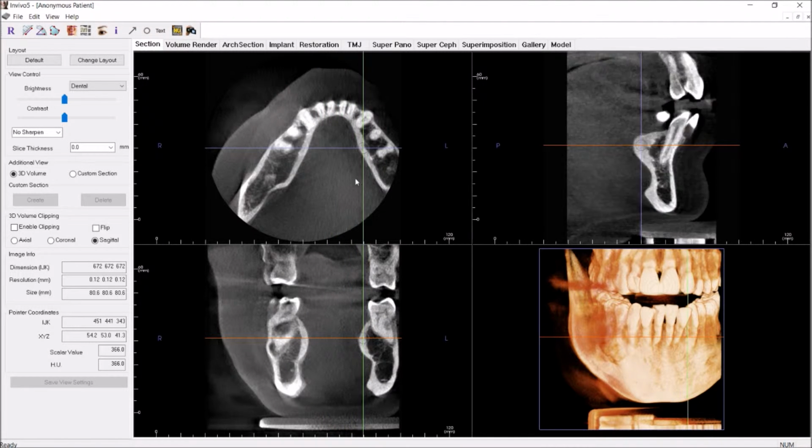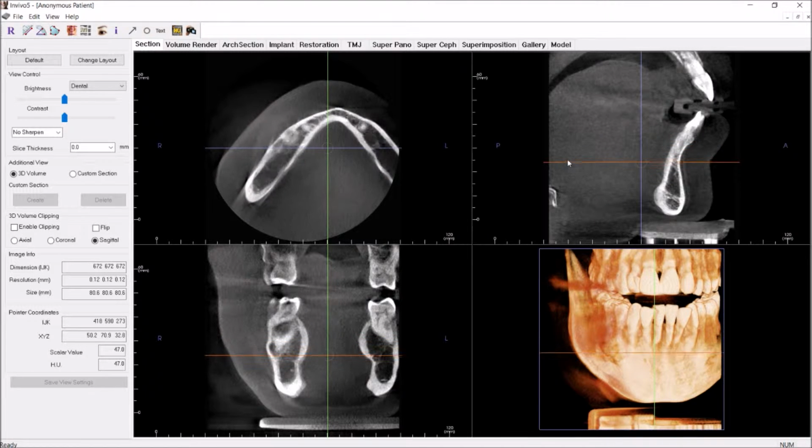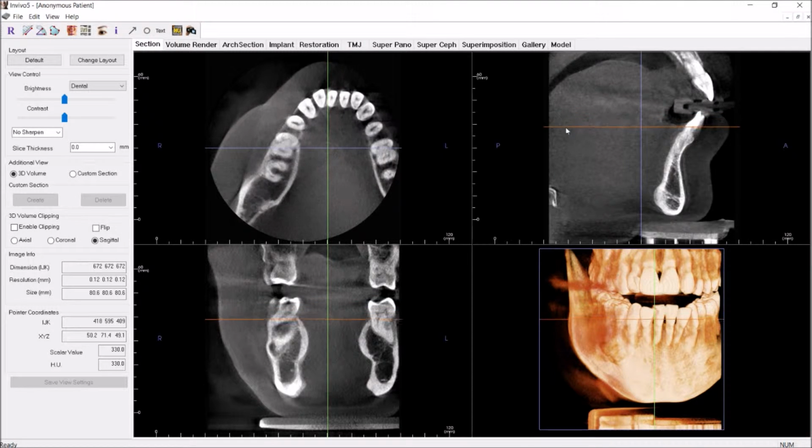So here I'm looking through the sagittal plane. Usually I'll start with the axial, so let's start with the axial. Scroll down. Start looking at the teeth. The teeth look normal.